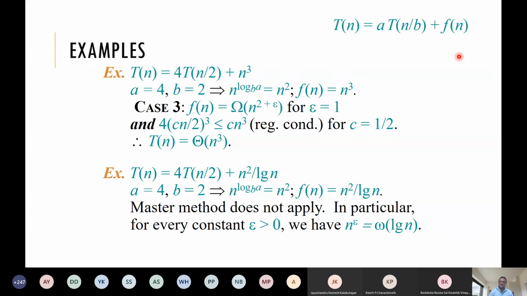Otherwise, it fails. There is another method called the Akra-Bazzi method, which is a generalized version of the master method, but that we are not discussing in this course. That can solve this, and it is there in our textbook, the Cormen book. If you have interest, you can look, but for our syllabus, we go up to the master method. So the master method cannot give us a solution for this case.